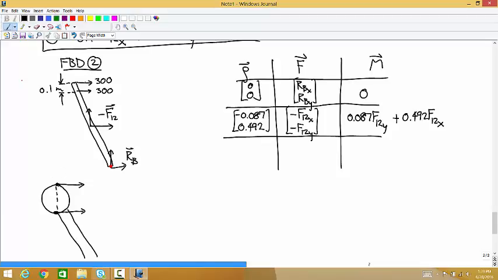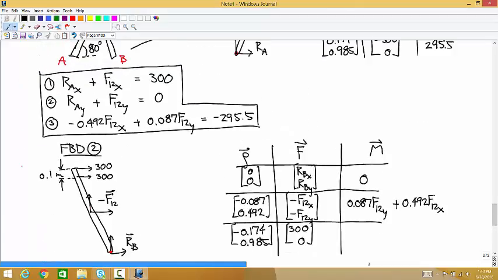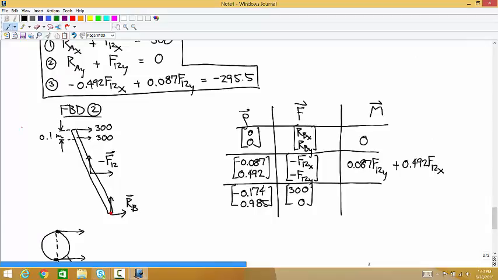The row vector for the top cable force is negative 0.174, positive 0.985. The force vector is 300, 0. And so for that you get 295.5, negative.